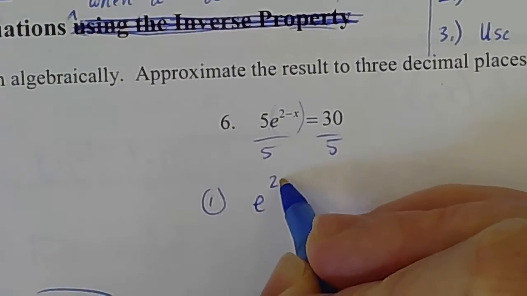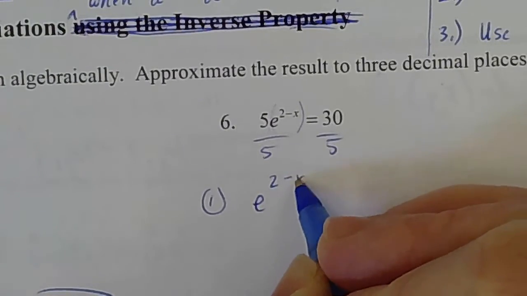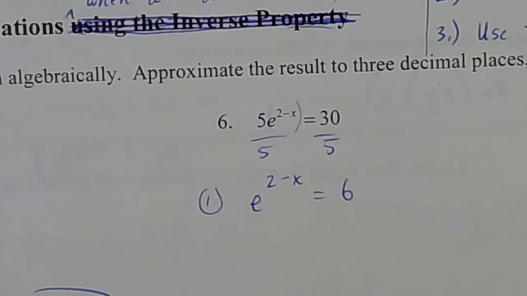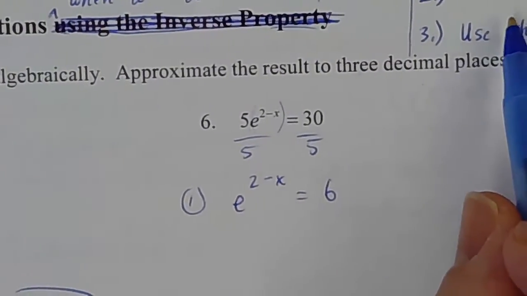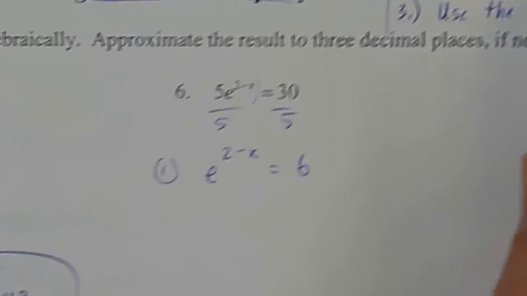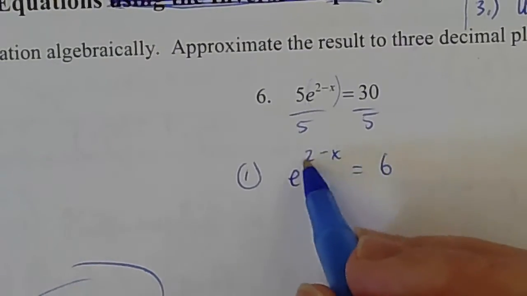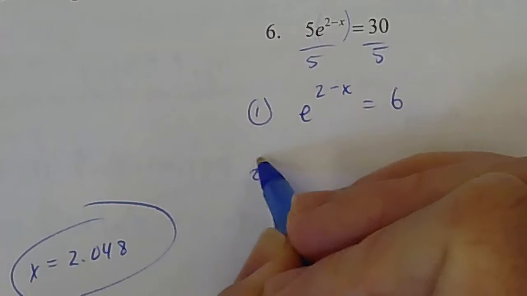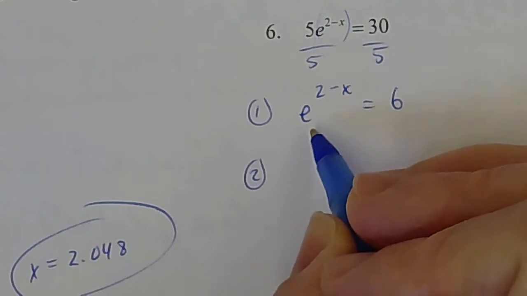I have e raised to the 2 minus x equals 6. What's step 2? Convert this to logarithmic form. Can't do anything anyways, right? When a variable's up here, we're stuck unless we can do something like this. Step 2. Now, we can write this two different ways.